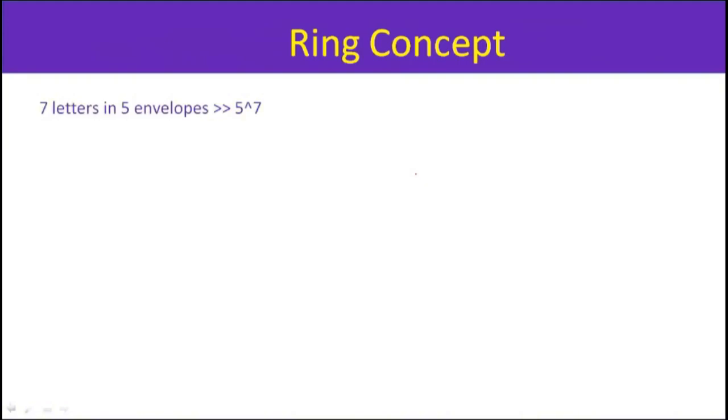A question is that there are 7 letters, 5 envelopes. The direct number of ways is 5 to the power 7, right? First letter has 5 envelopes, second also 5, so 5 to the power 7.